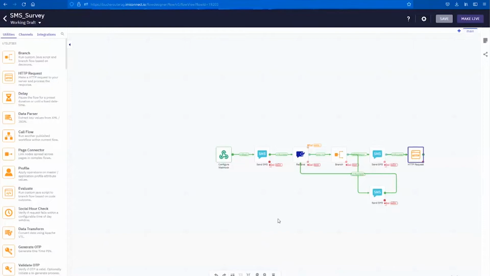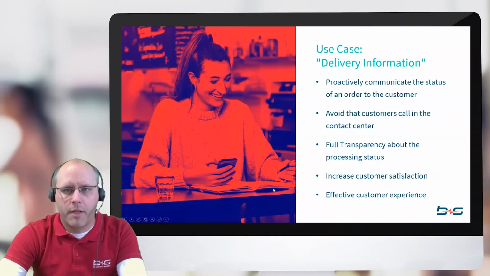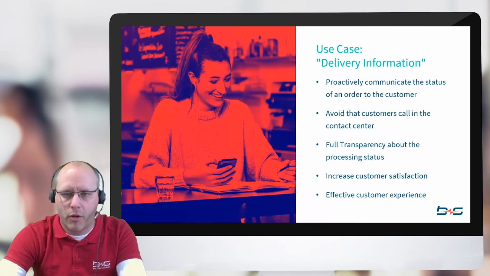Let's come to another demo. The second demo I've created is about the use case of delivery information. So for example, if you order something and you want to put in a new address for your order, or you want to inform the customer about the current status of their order, you can use Webex Connect for that. This gives you full transparency on the current status of the delivery, for example, and this increases the customer satisfaction.